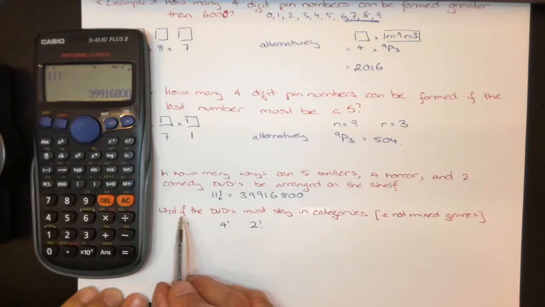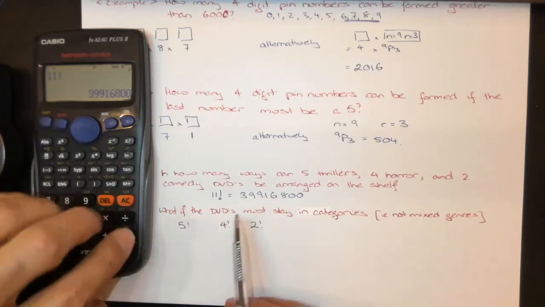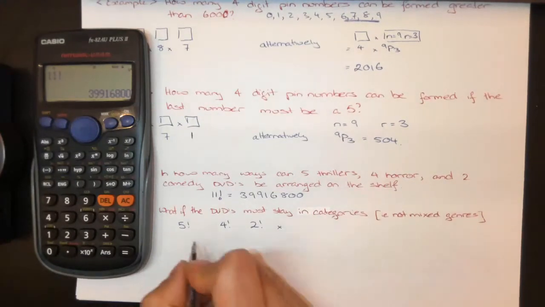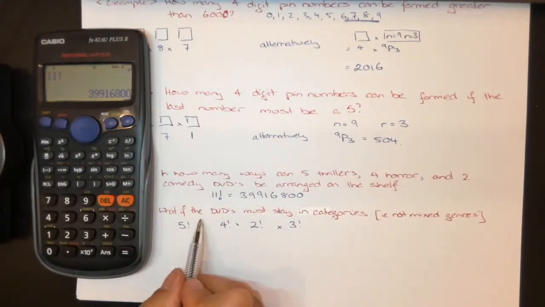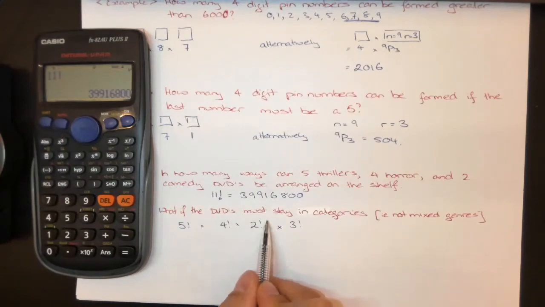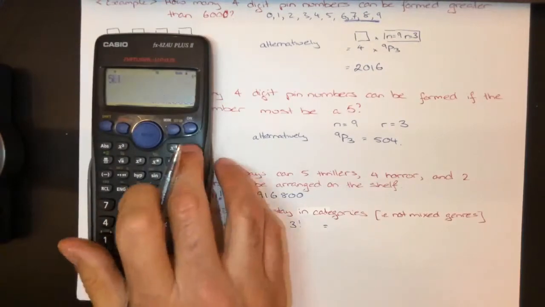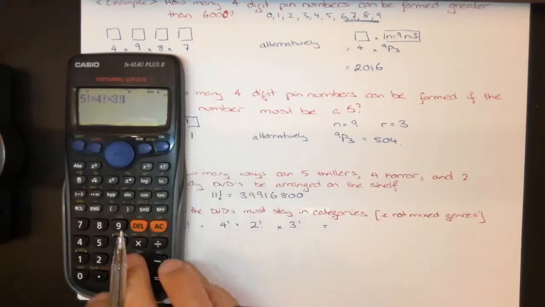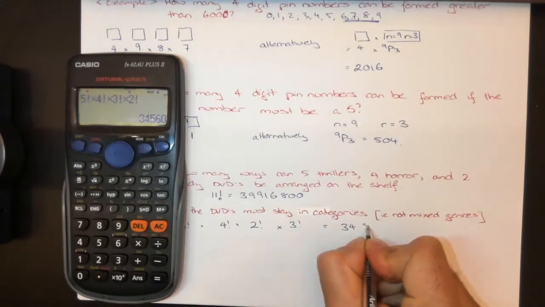But these are 3 kind of different units, yeah? Thrillers, horrors, and comedy. So technically, if there's 3, there are actually 3 factorial different ways to do that, as if you consider that these are kind of individual units. So this would be 5 factorial times 4 factorial times 3 factorial times 2 factorial, which is 34,560.